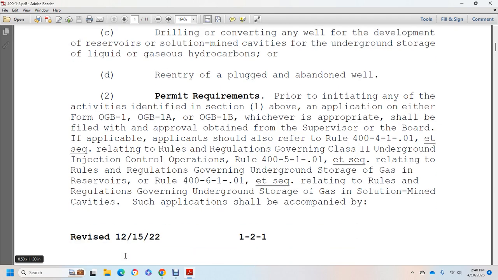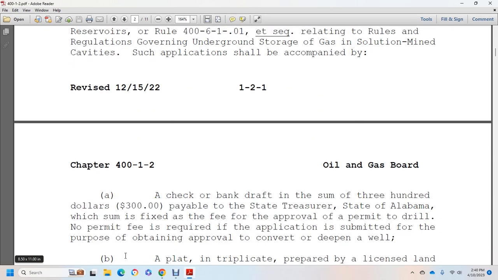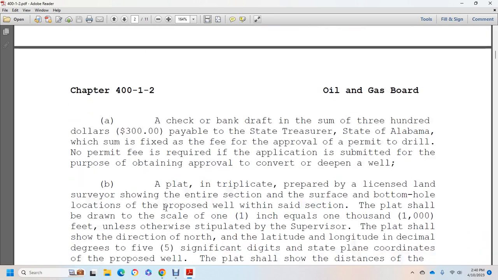The application shall be accompanied by: A, a check or bank draft in the sum of $300, payable to the State Treasurer for the State of Alabama, which is the fee for approval of the permit to drill. There is no permit fee required for an application submitted for the purpose of obtaining approval for deepening of the well.